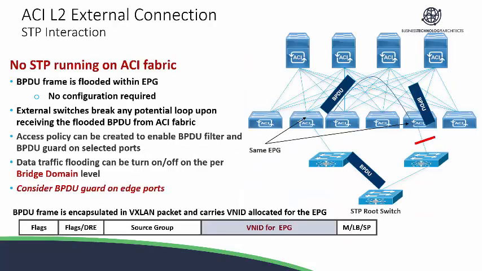Design considerations: there is no spanning tree running on the ACI fabric. We talked about that on the first day. BPDU frames are flooded within the EPG, and external switches need to break any potential loops. So really, what you should do is consider configuring BPDU guard on the edge ports.